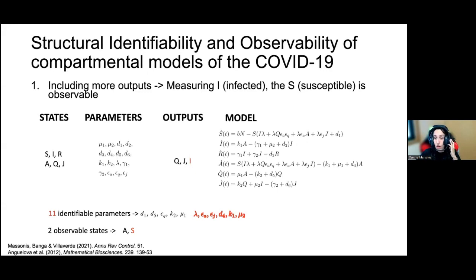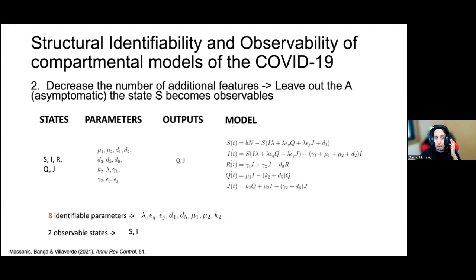And another way to gain identifiability and observability is to decrease the number or the dimension of our model. For example, leaving out the compartment of asymptomatic people. So the observable state is the susceptible people. So we have already accomplished our objective.